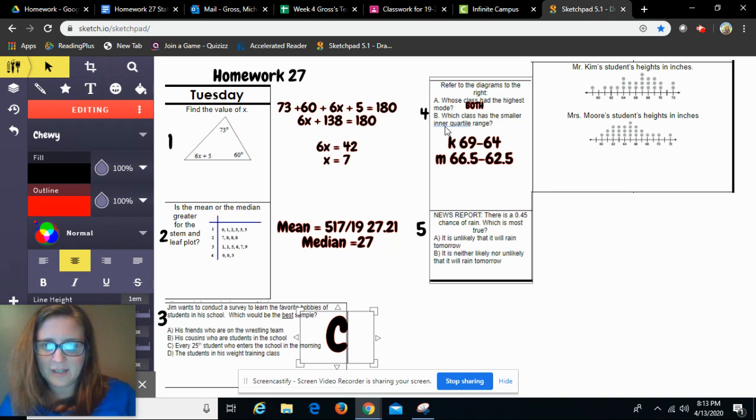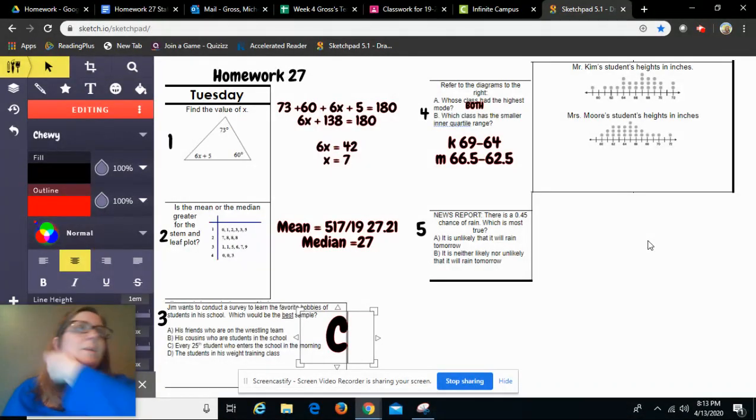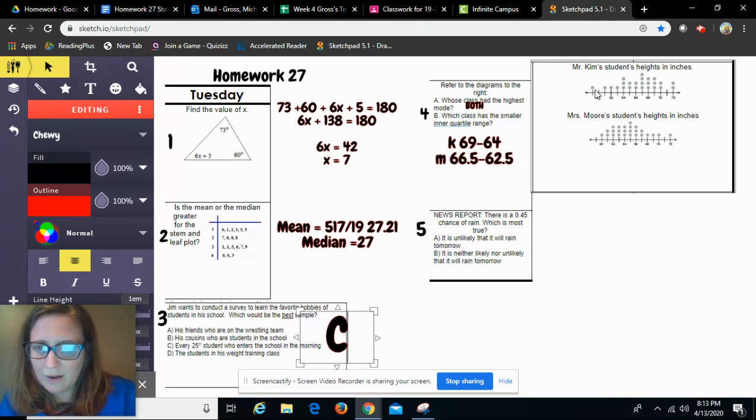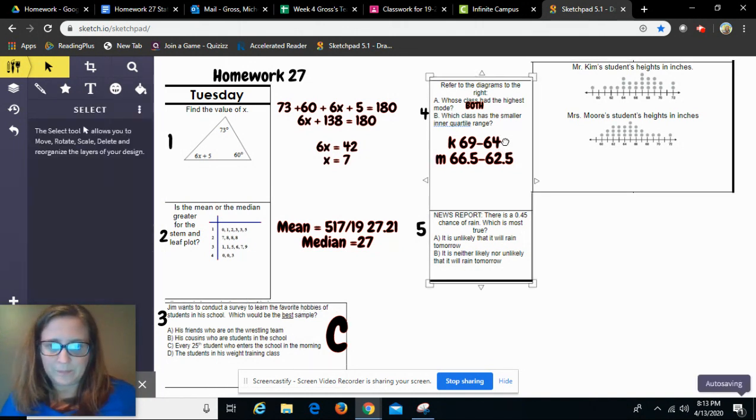Which class had the smaller, I should say, interquartile range? When you split it up into quartiles, you're splitting up into quarters. There are 25 here and 25 here. When we're breaking that up into quarters, 25 divided by 4 quarters is 6 apiece. So it's going to be between every 6 and 7. So when you count over 1, 2, 3, 4, 5, 6, 7, this one's going to be 64. And count over this way. 1, 2, 3, 4, 5, 6, 7. This one is going to be 69. So 69 minus 64, this one is going to be 5.